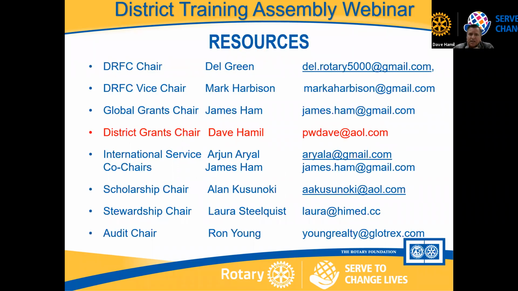So here's the team thus far for next year, for Sandy's year. In red, that's me. Feel free to email me direct if you have any questions about district grants. But we've got a great team for the foundation. Laura has agreed to be steward, so thank you, Laura, for doing that. And Ron is doing audits again.